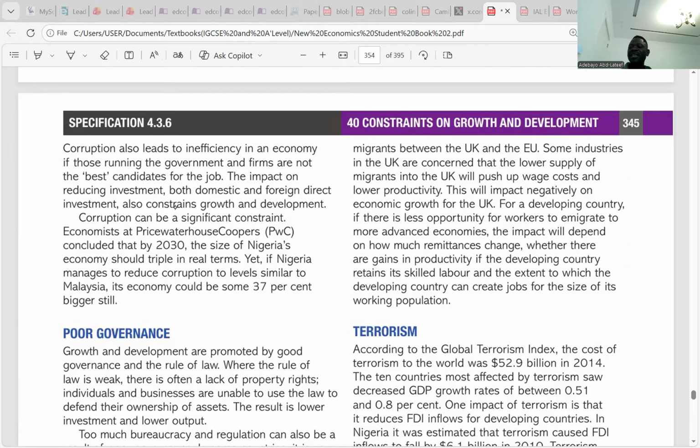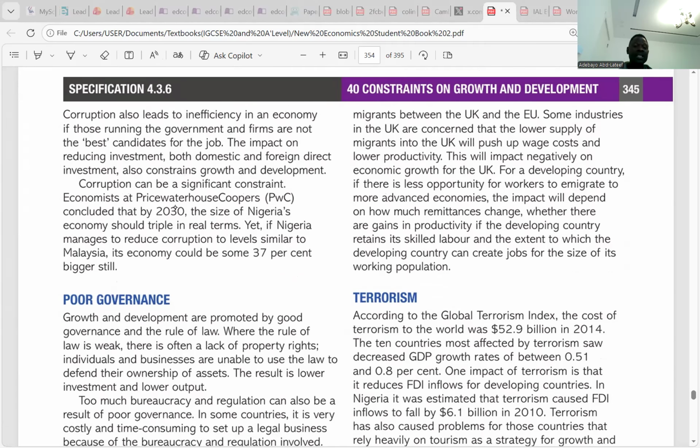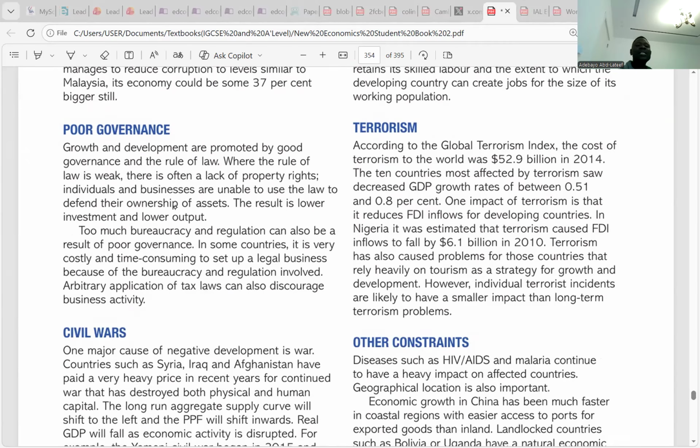So corruption is a non-economic factor because it does not involve economic activity. It's a deliberate act, mostly by politicians. So we go to poor governance. That's another issue. Growth and development are promoted by good governance and the rule of law. And when we talk about rule of law, we're simply talking about the supremacy of the law. Where the rule of law is weak, what makes the rule of law weak? When they say the rule of law is weak, what does that simply mean? Some people are above the law. Thank you. It means some people are above the law.